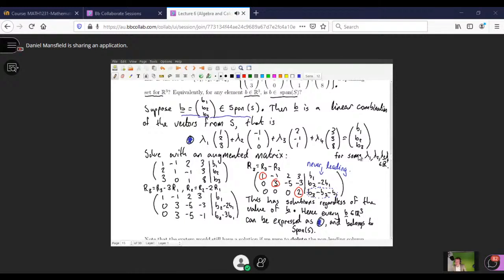Does this arise from the fact that we have at least three parallel vectors? No, it's to do with the... I'm not sure what you mean by three parallel vectors. I don't see the parallel vectors here.